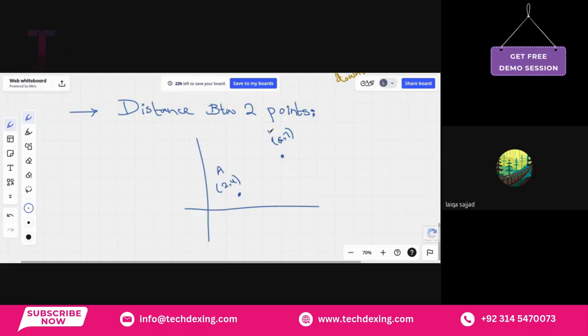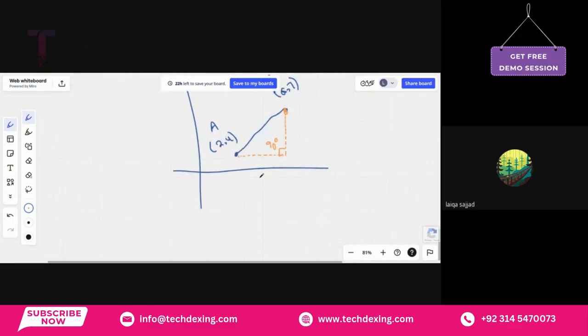I want to find the distance between these 2 points. I will join them with a line. Now I want to find the distance between them. What I will do, I will extend it along the horizontal, and then we will extend it along the vertical. So at this point, you can see that we are getting a 90-degree, a right angle over here.